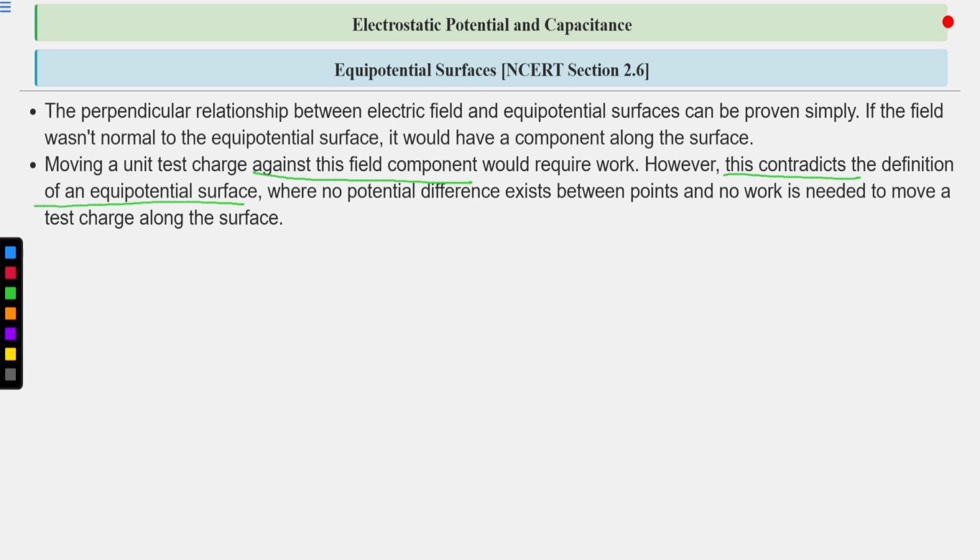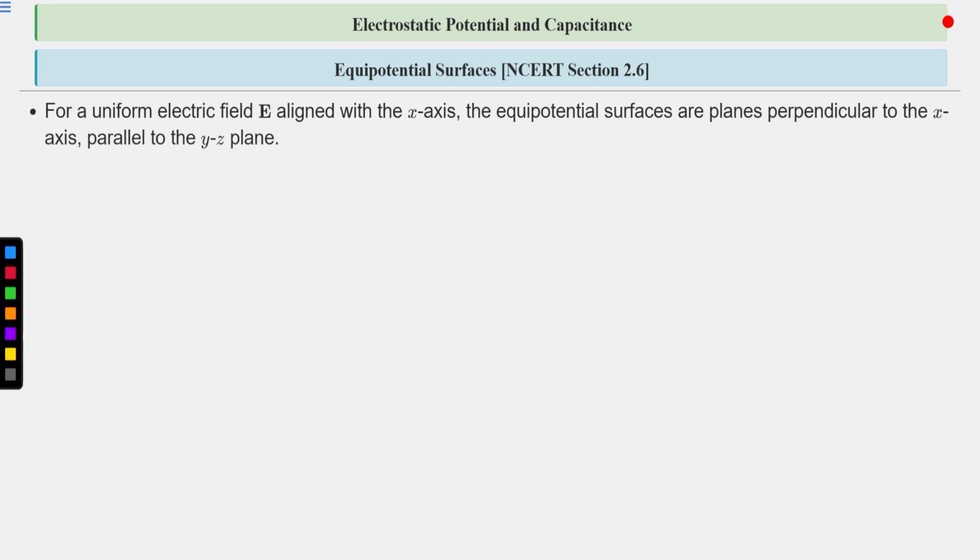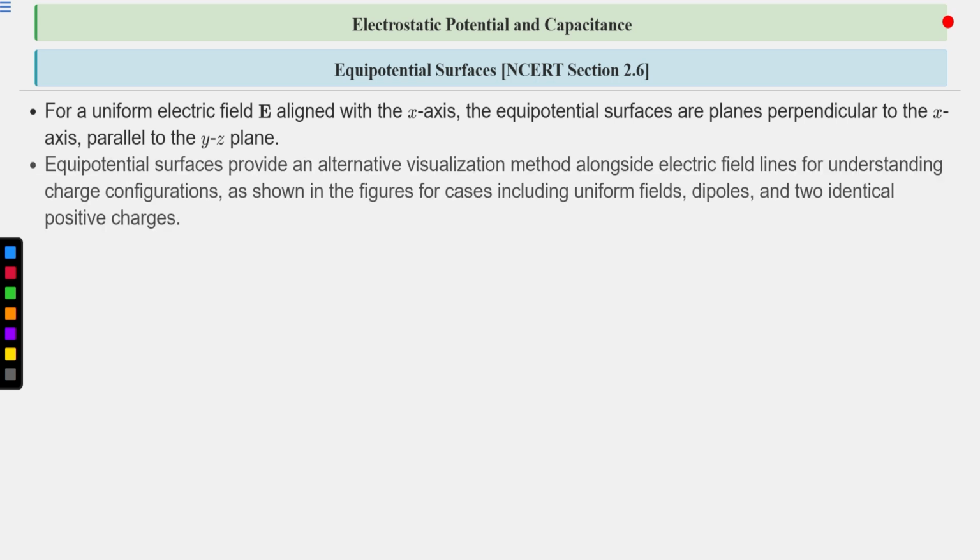Okay. Now, must the electric field be perpendicular to the equipotential surface at every point? For a uniform electric field E aligned with the x-axis, the equipotential surfaces are planes perpendicular to the x-axis, parallel to the yz plane. Equipotential surfaces provide an alternative visualization method alongside electric field lines for understanding charge configurations, as shown in the figures for cases including electric fields, dipoles, and two identical positive charges.